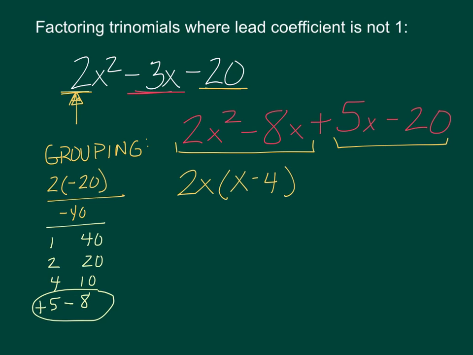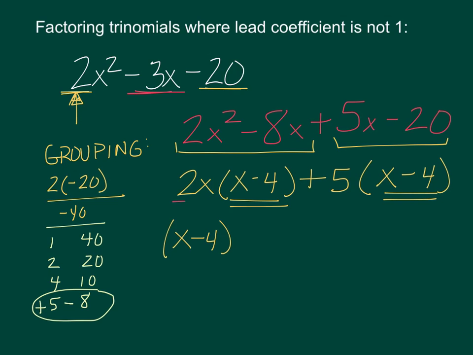And what could I take out of these two? And that would be a 5, leaving x minus 4. And then I notice that I have this common binomial term, so I'll pull that out in front, leaving me with 2x plus 5. And I've factored my polynomial.